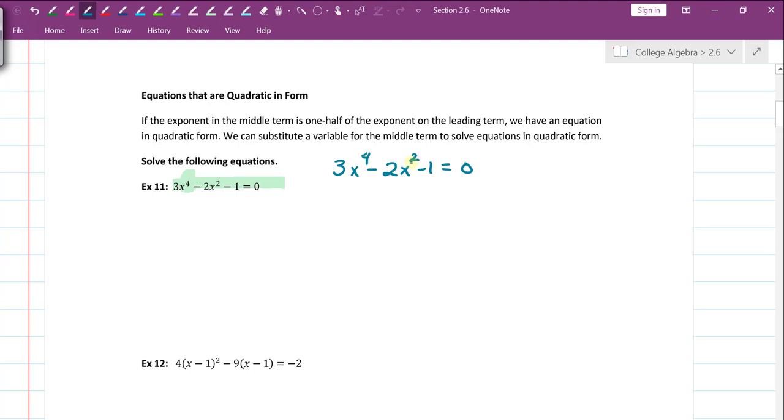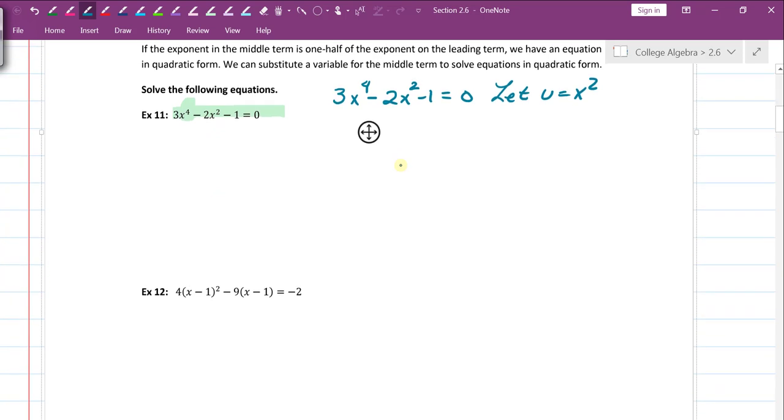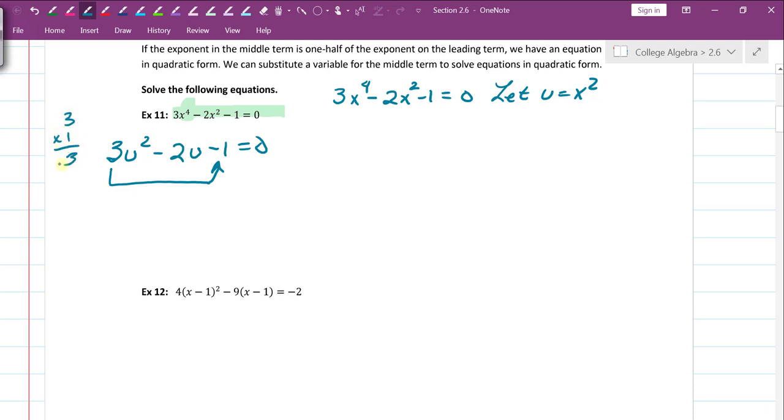So we're going to let u equal x squared, which you're always going to let u equal whatever the power is of the middle one. So let me go ahead and move that up a little bit. We're going to end up then with 3u squared minus 2u minus 1 equals 0. We're going to do our slide, multiply, and divide. So we're going to slide our 3 over, and so we go 3 times 1, which is 3, and it is a negative, so it'll be a negative 3. So we're going to end up with u squared minus 2u minus 3 equals 0.